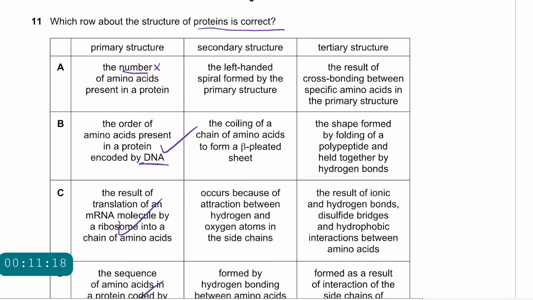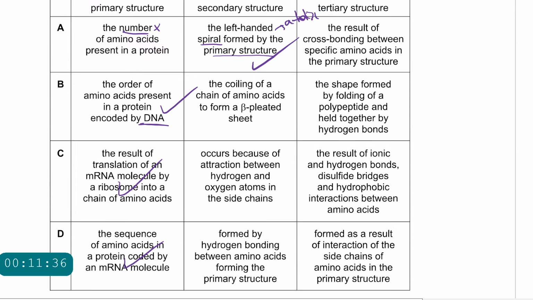For the secondary structure, the left-handed spiral formed by the primary structure. Here by the left-handed spiral, it basically means an alpha helix. So this is correct because secondary structure is hydrogen bonding, forming either an alpha helix or a beta-pleated sheet. B, the coiling of a chain of amino acids to form a beta-pleated sheet. This is correct.